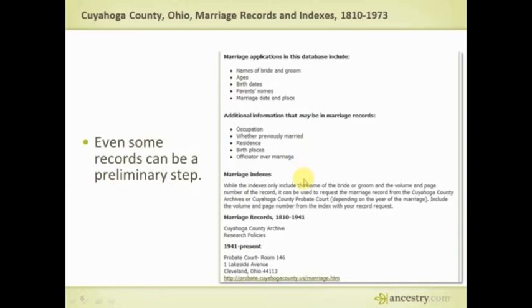And furthermore, the description is going to tell us where we need to go to get those records. And down here, we'll see that we'd want to go to the Cuyahoga County Archive, and I can go to my search engine, look them up, and find out what type of policies they have. Do I need to write in for it? Can I order online? That type of thing.